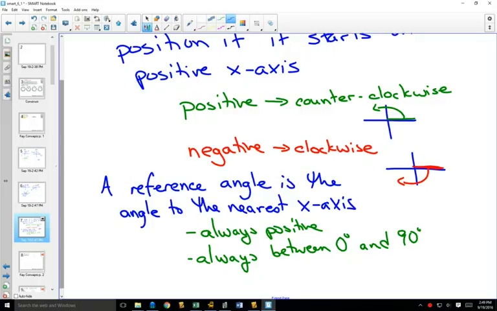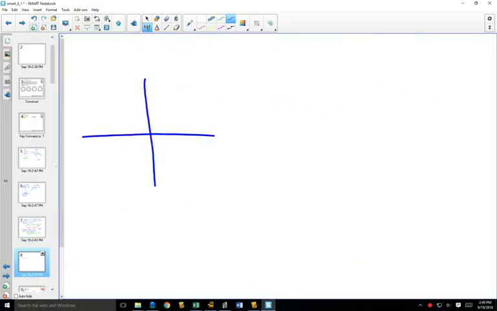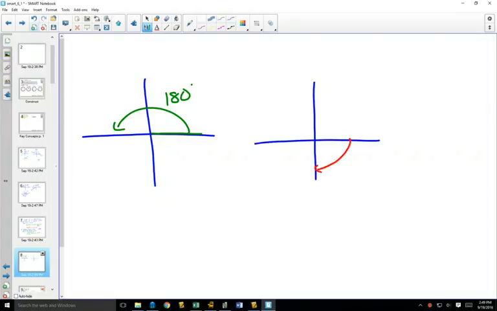So, for example, if I were to draw a standard angle starting here of 180 degrees, the reference angle would be 0. If I started with a standard angle of negative 90 degrees, well, what's the nearest x-axis? They're both equally the same, but you're still 90 degrees away.